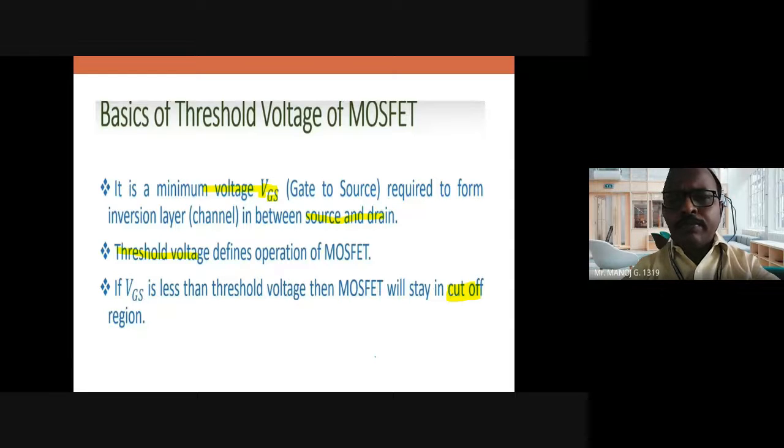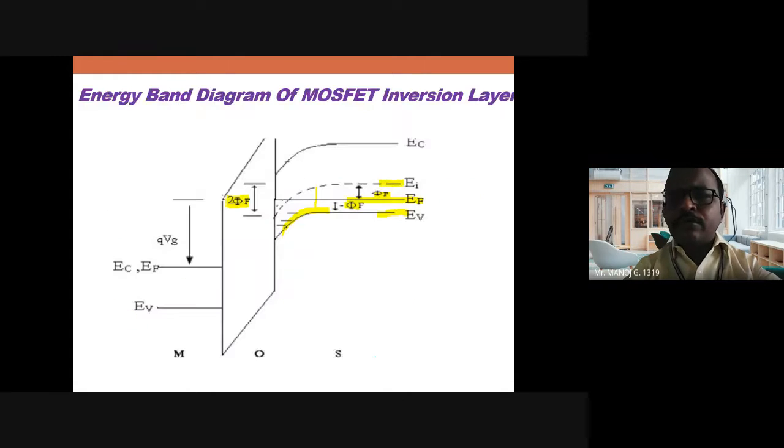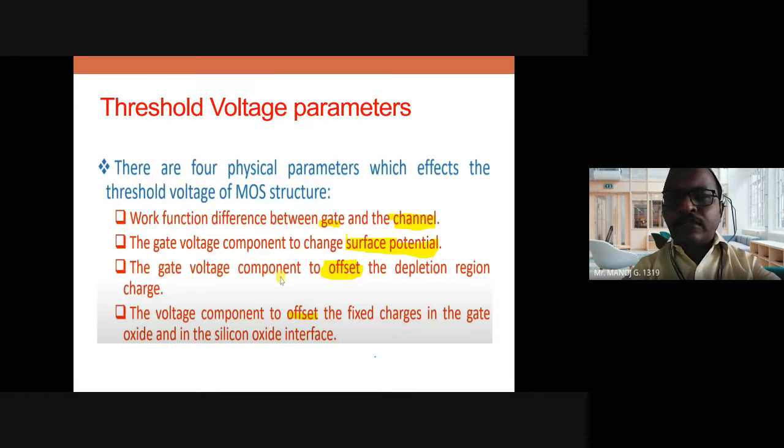So to sum up, threshold voltage is the minimum voltage required for the formation of the inversion region or the channel between the source and the drain. If the voltage is less than the threshold voltage, then your VGS value for the MOS would be in the cutoff region, right? So this is the energy band diagram. We saw the four parameters. The first one is the work function between the gate metal and the channel region, then the surface potential, then the voltage component, and the last one is the fabrication process glitch. Those are the four parameters.